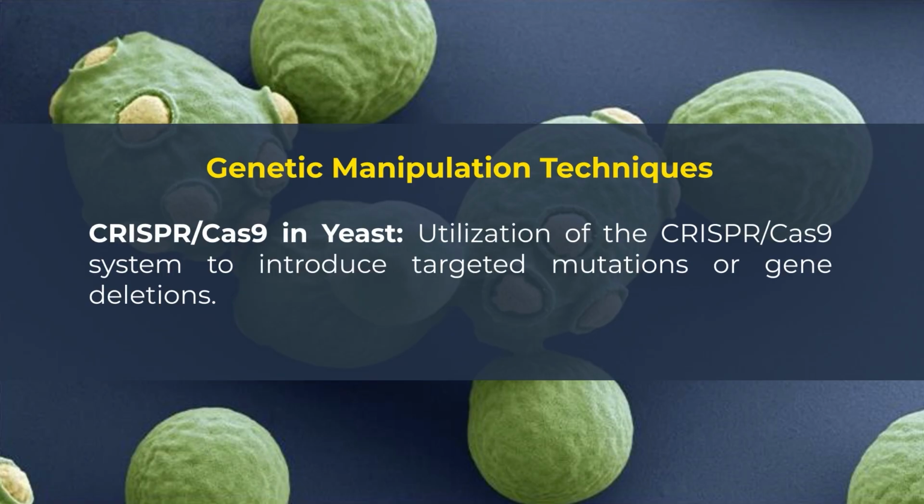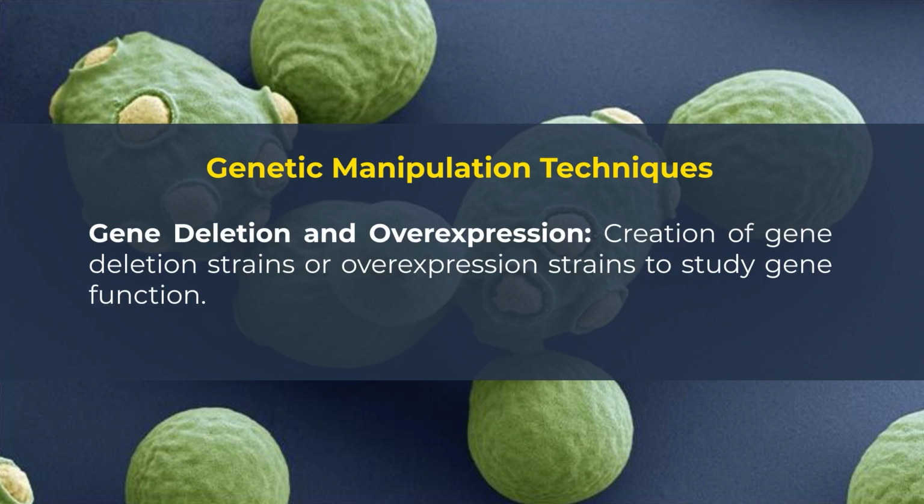Talking in detail about the genetic manipulation techniques is beyond this topic, and you will learn about them in the forthcoming lectures. The next gene manipulation technique is CRISPR/Cas9, which works in yeast. It utilizes the CRISPR/Cas9 system to introduce targeted mutation or gene deletion in yeast. Next is gene deletion or overexpression. Creating a gene deletion strain or overexpression strain to study gene function is one method of genetic manipulation.